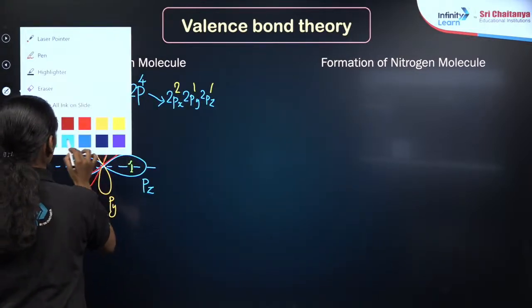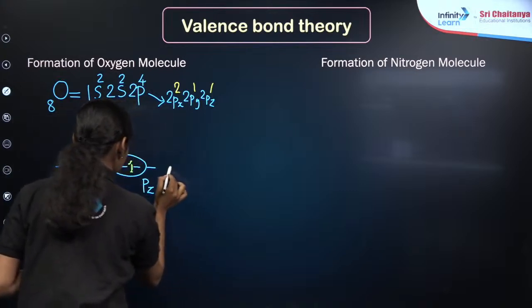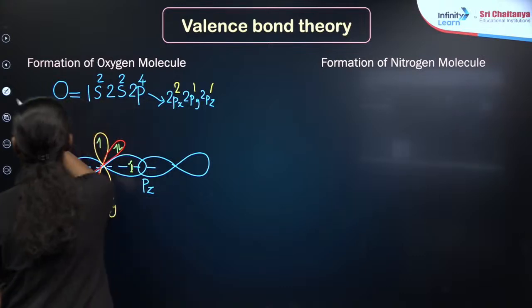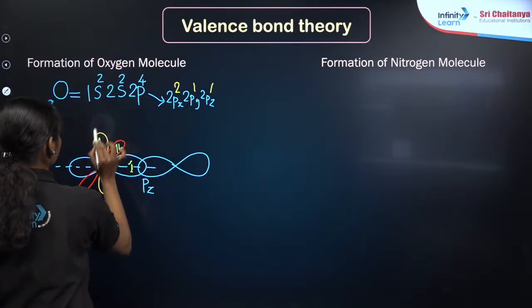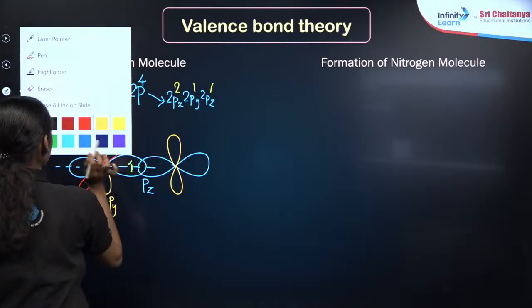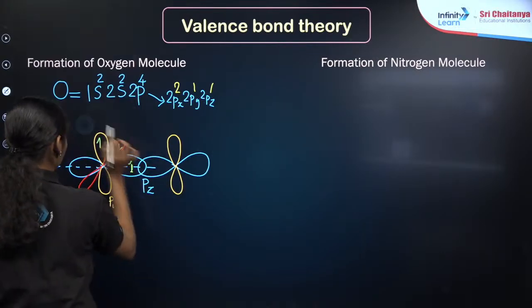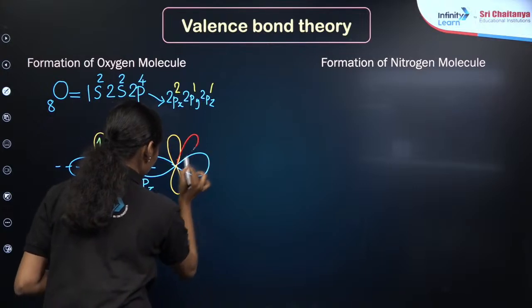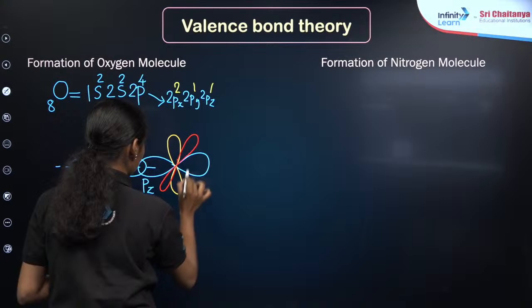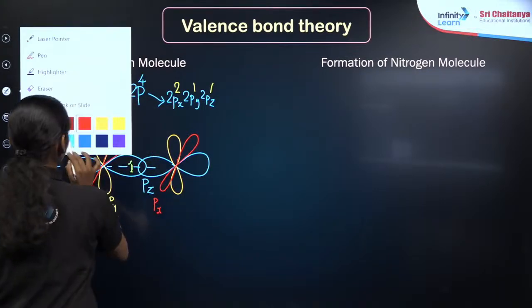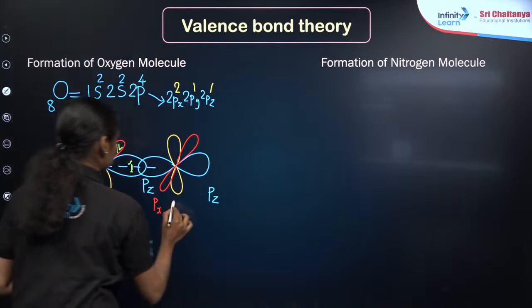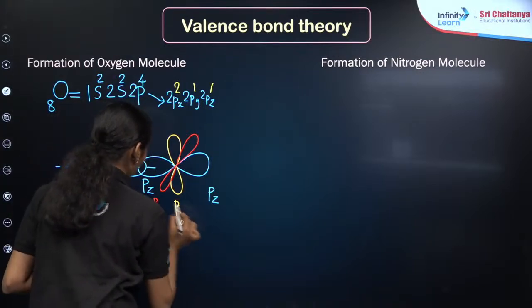And what about the next one? I will just draw here. This will be our pz orbital of the second oxygen atom. Then the py orbital of the second oxygen atom. My drawing is not perfect. Then again the px orbital of the second oxygen atom, right? This is the pz. This is the py, right? Are you getting my point?